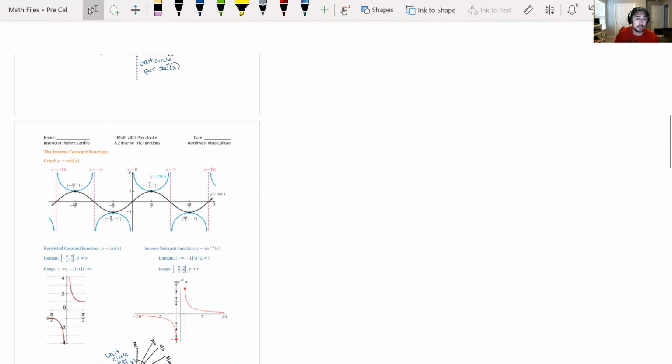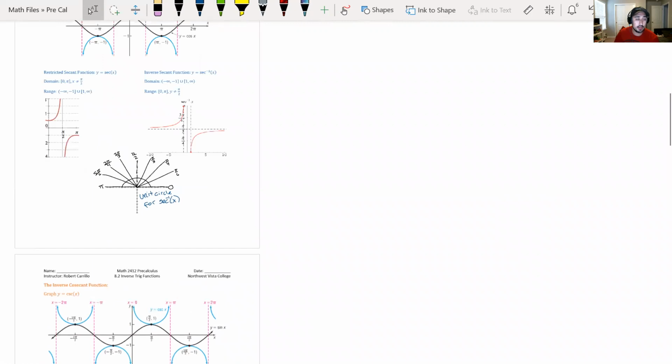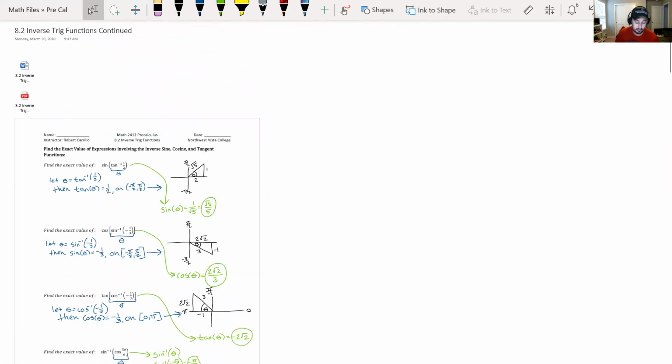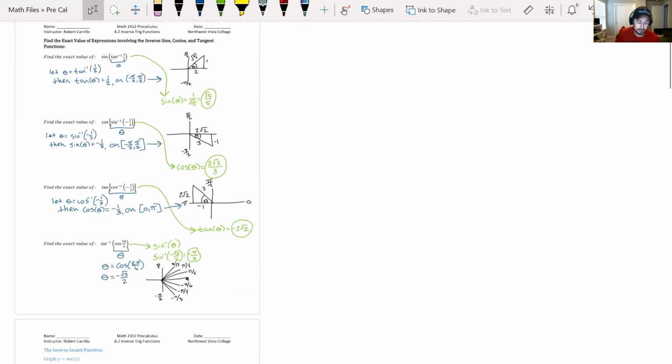There it is. Know your inverse trig functions restrictions. That helps you find out where they actually exist.